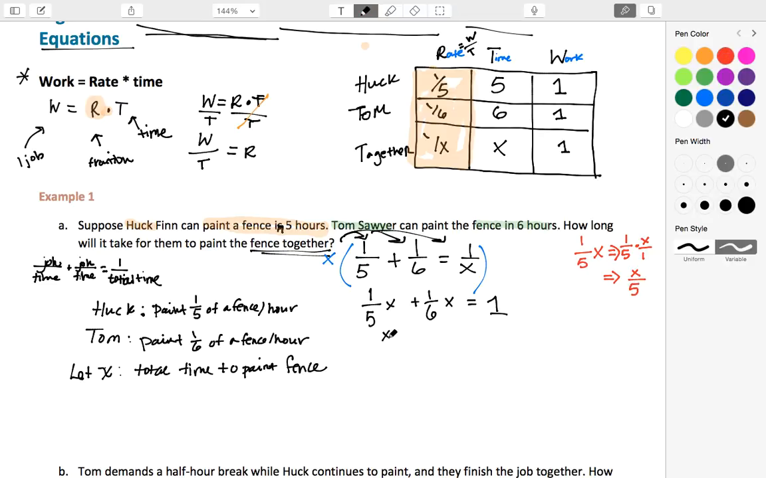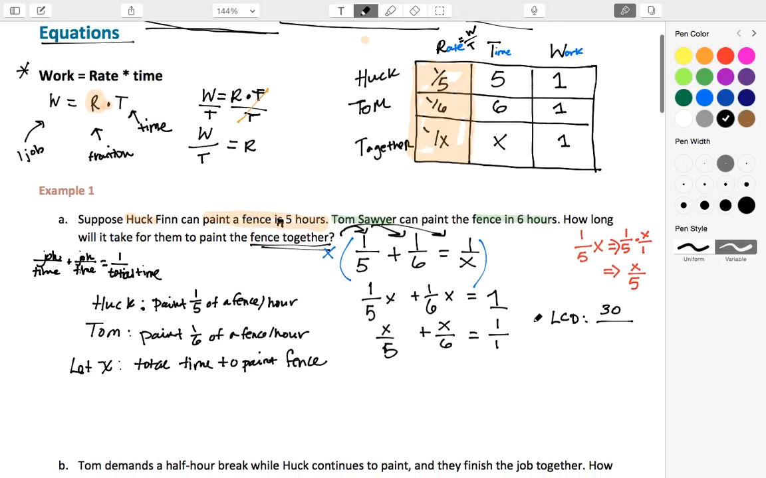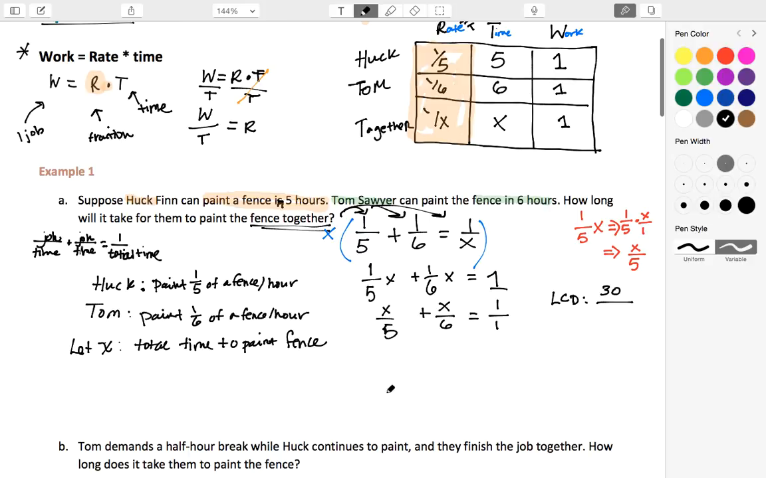So right here, I'll get x/5 plus x/6 equals 1 over 1. Now we can use our least common denominator, and our least common denominator is 30 in this case. And there's many ways that you all can do this. You can use the property of one way, or you can just change all of these to have a denominator of 30 and then rewrite the numerator. That's the way I'm going to do it for this problem.